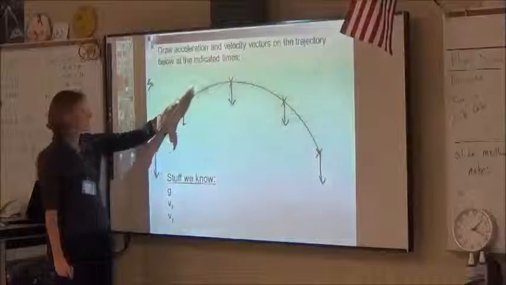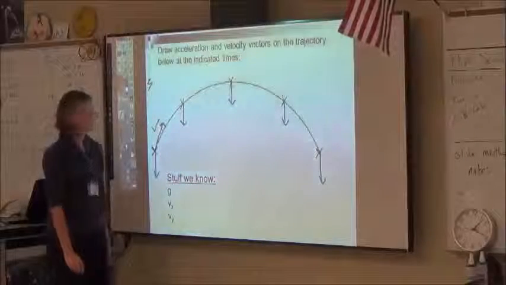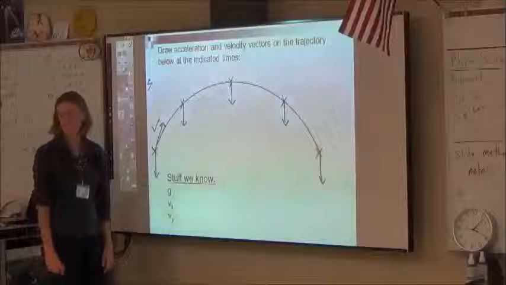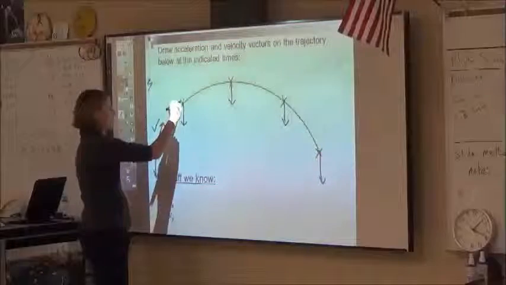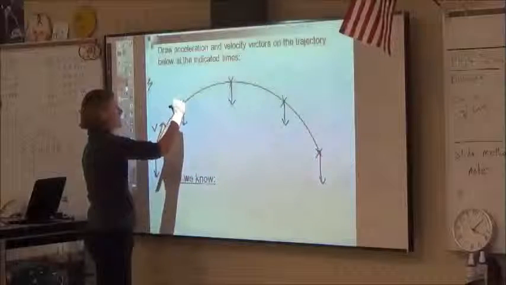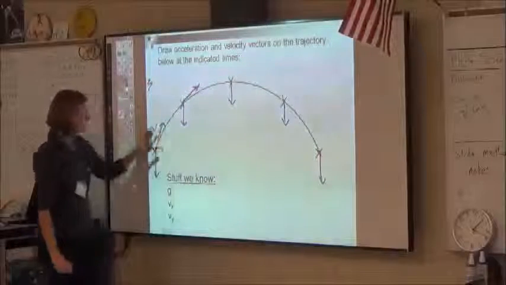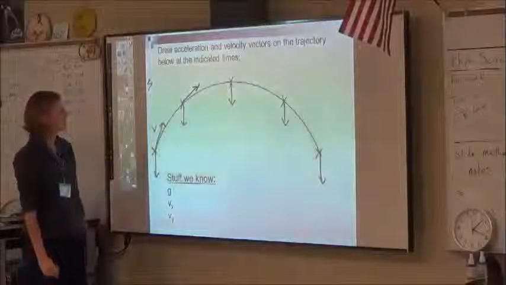How would the velocity vector look different at the next spot? Or would it look the same? Yeah, it looks flattening out now. Gravity is decreasing the vertical component.